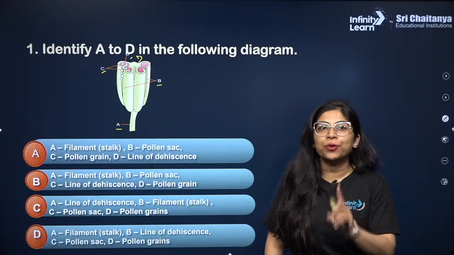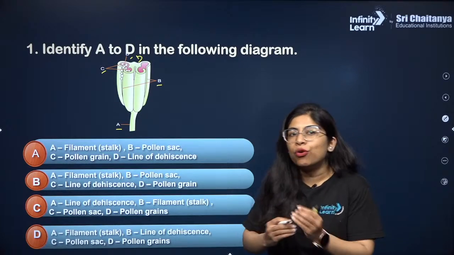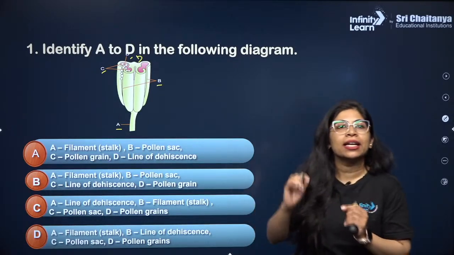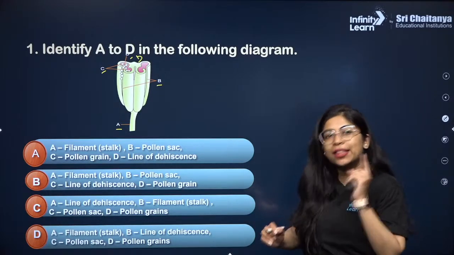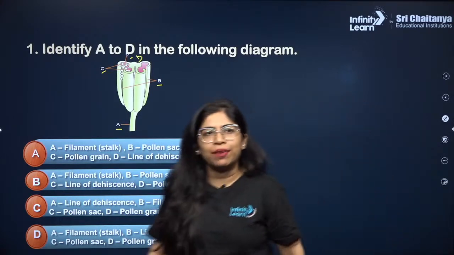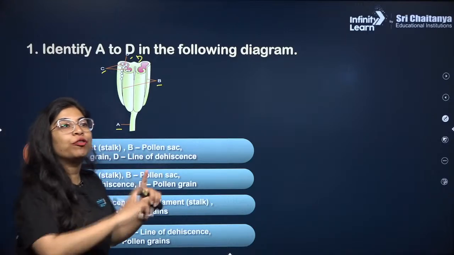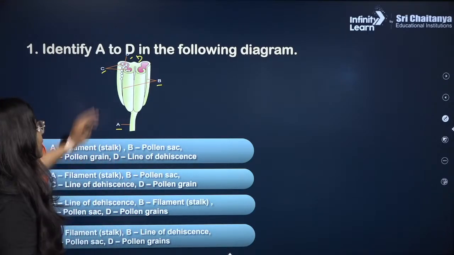Rahul, it means that you have to be a little better with your analysis, right? The answer has to be correct in the very first go. Let's see the question, everyone. We're looking at the structure. I know that it is the structure of a cut anther. We can see that anther.